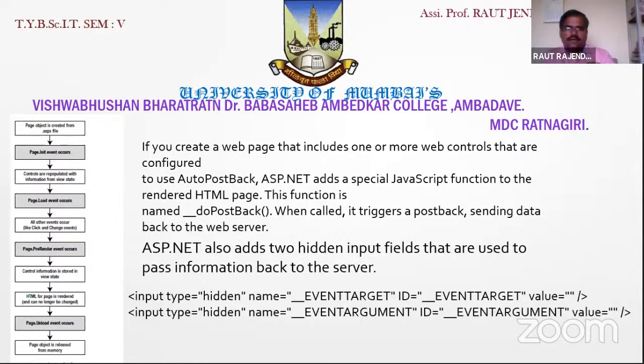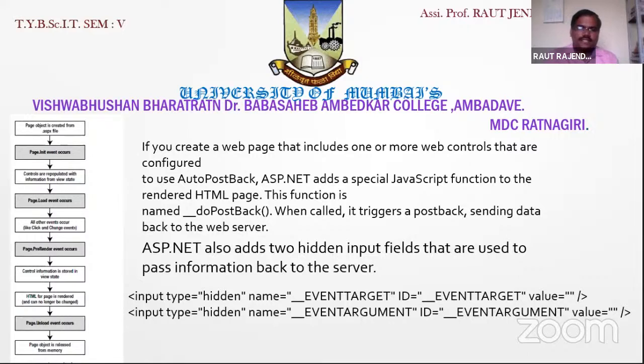That page is sent to the client as rendered HTML. Even though the code is ASP.NET, it is given to the client as a simple HTML page. In that HTML page, actually a JavaScript function runs, and that JavaScript function is named doPostBack. When it is called, it triggers a postback, sending data back to the server. Postback means sending all data back to the server, and it will return the information.